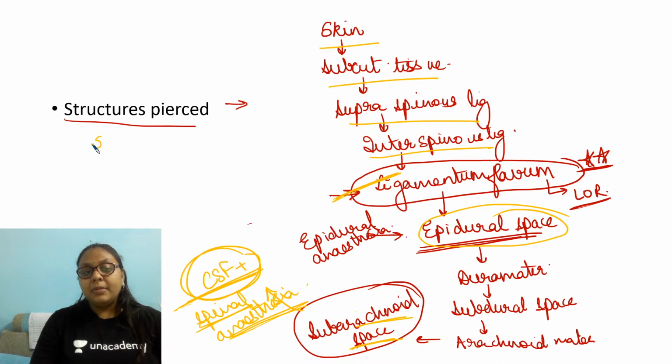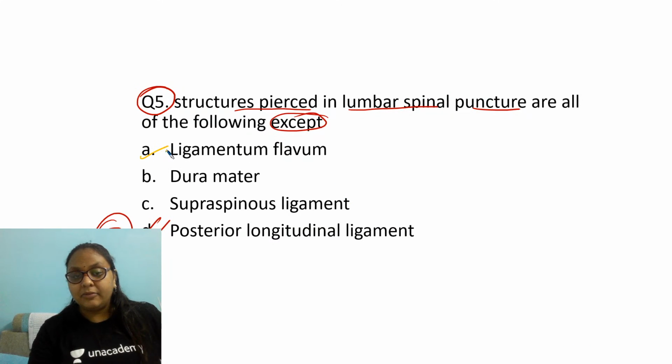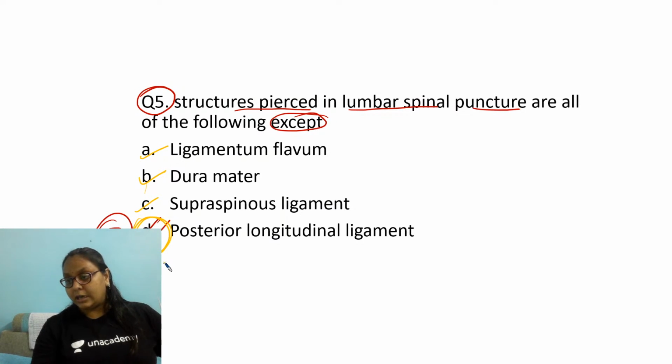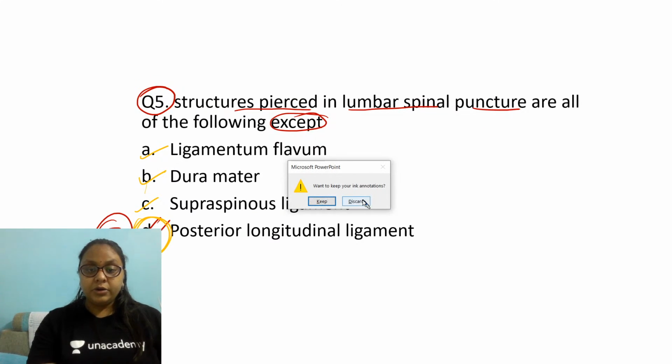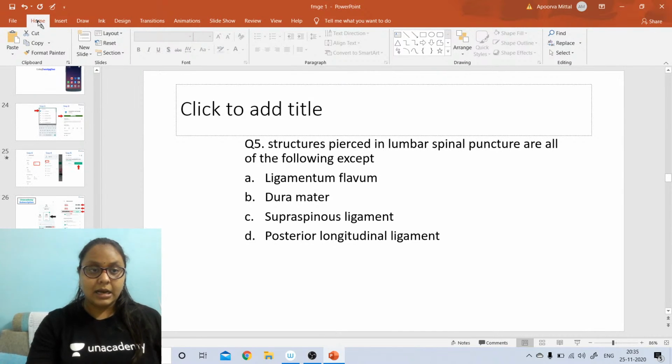Now, as we are giving the spinal anesthesia in the subarachnoid space, it is also known as the subarachnoid block or intrathecal block. So, out of these four options, we are piercing the ligamentum, we are piercing the dura, we are piercing the supraspinous, but we are not piercing the posterior longitudinal ligament. Okay, is it clear? Any doubts in this? So guys, today we'll discuss these 5 questions, and tomorrow we will continue with our class.